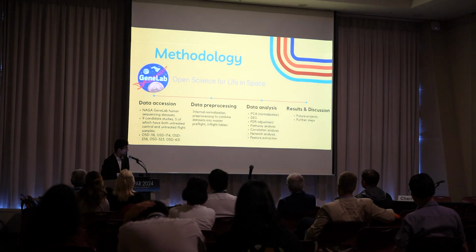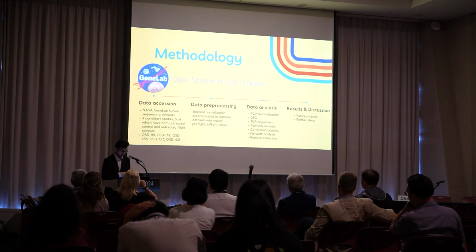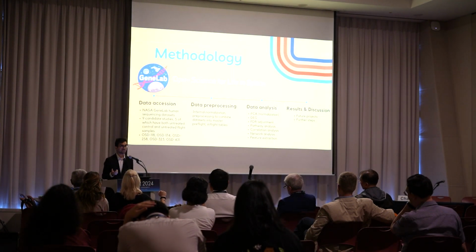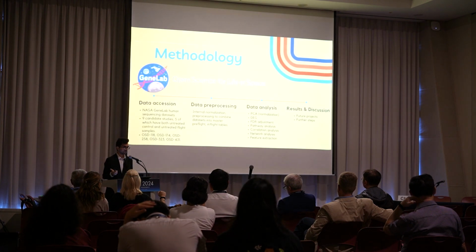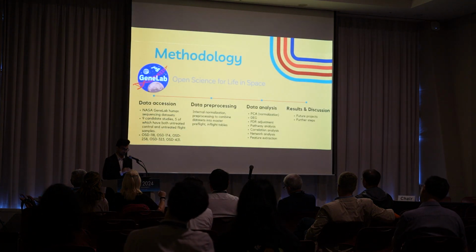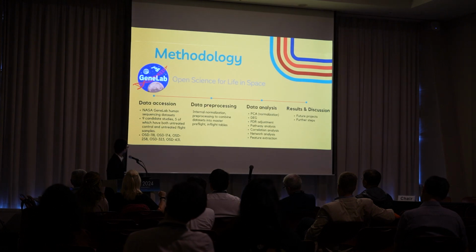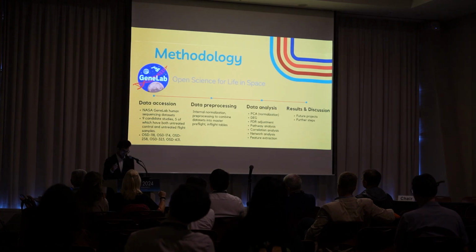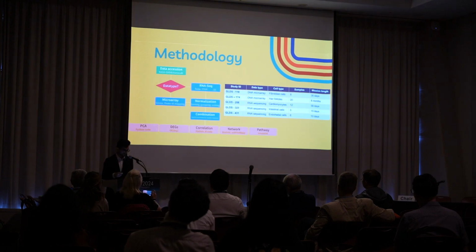research. So we started off accessing raw data from NASA Gene Lab from 5 studies that had both untreated control and untreated flight samples, and then internally normalized and reprocessed these samples with themselves. After that, we did basically a whole bunch of analysis on both the combined and the individual data sets to verify our normalization and data combination methodology.